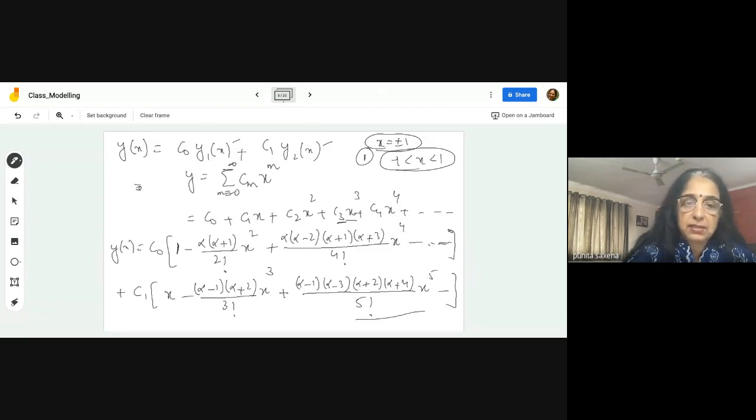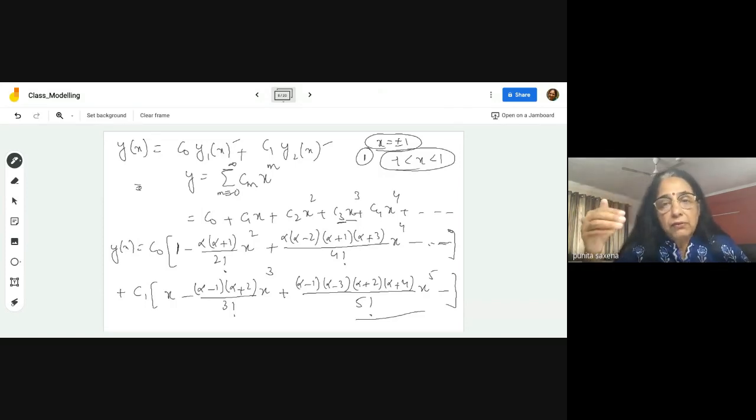What happens to this power series solution for different values of alpha? Alpha was any number greater than minus 1, right? And alpha defines the order of the Legendre equation, not the order of the differential equation. The order of the differential equation is still 2 because it is a second order differential equation. So Legendre's equation is a second order differential equation, but the order of the Legendre equation is dependent upon alpha.